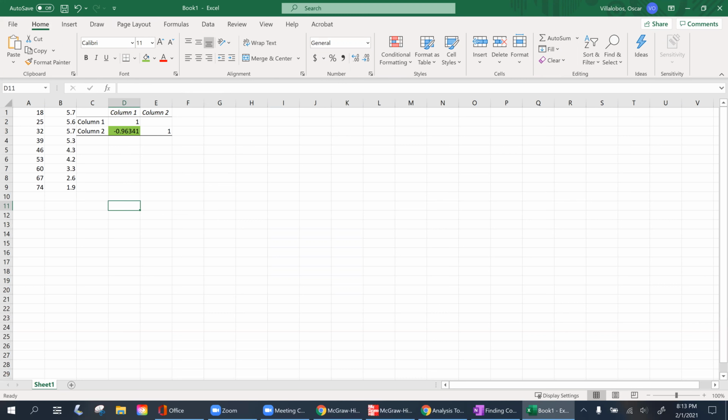I would say, yeah, that's a really, really good model, because negative 0.96 is pretty close to negative 1. So I would say yes, since the correlation coefficient is very close to negative 1, this linear equation would be a good choice for modeling my data. This should give me a strong correlation.